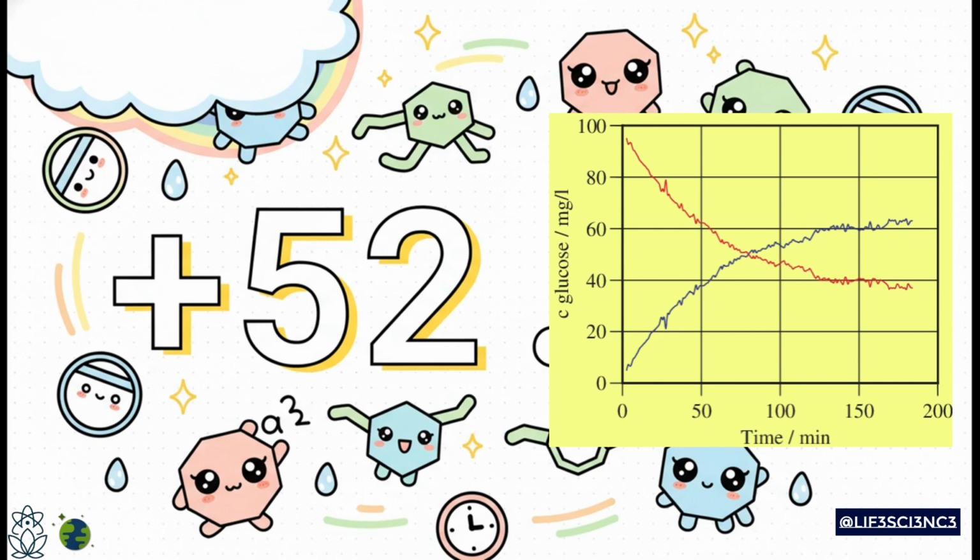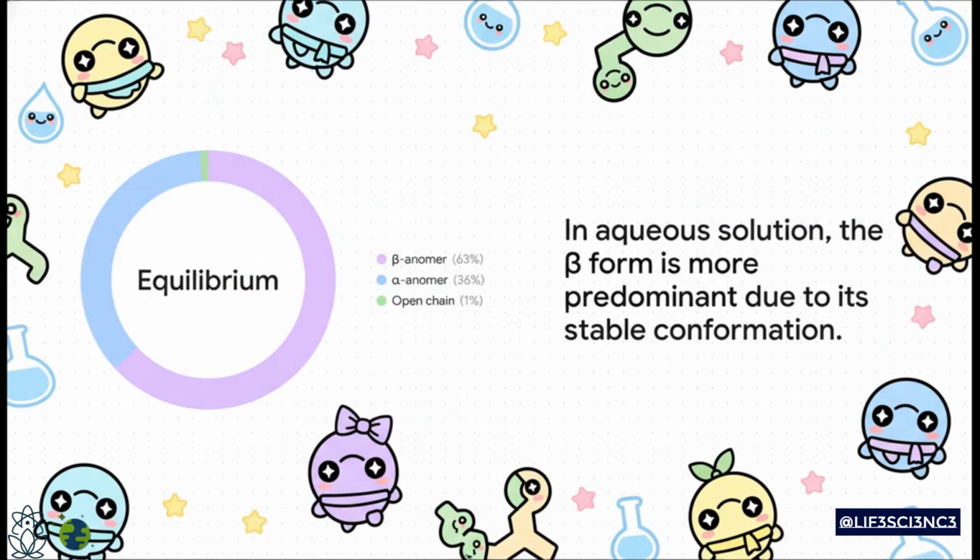Okay, but this is where the real magic happens. Let's say you take either the pure alpha or the pure beta form and dissolve it in water. You'd expect the number to stay the same, right? Wrong. The reading starts to drift. It changes until it finally lands on a stable, final value of positive 52.7 degrees. This amazing process is called mutarotation, and it's the ultimate proof that these rings aren't static. They're constantly popping open back into that straight chain and then snapping shut again, flipping back and forth between their alpha and beta selves. So what we end up with is this stable mix, an equilibrium.